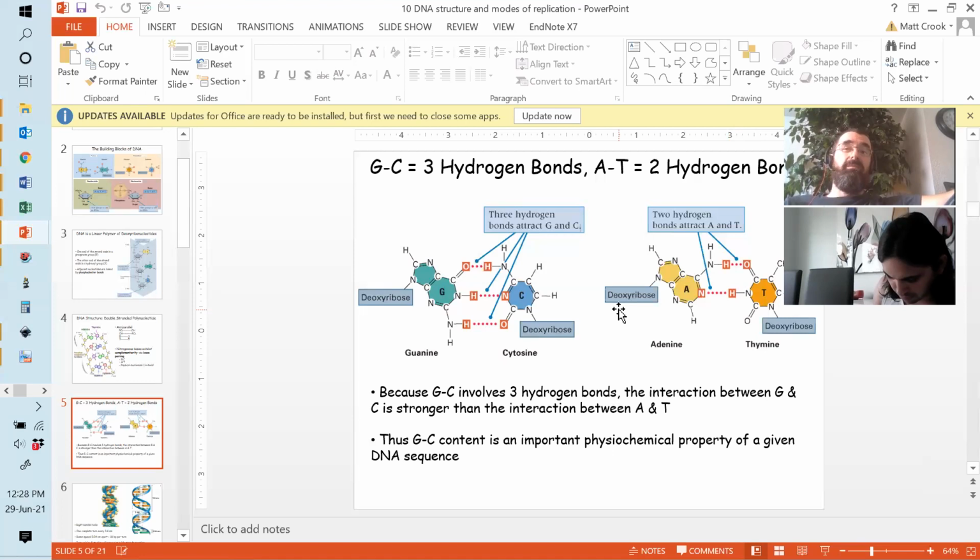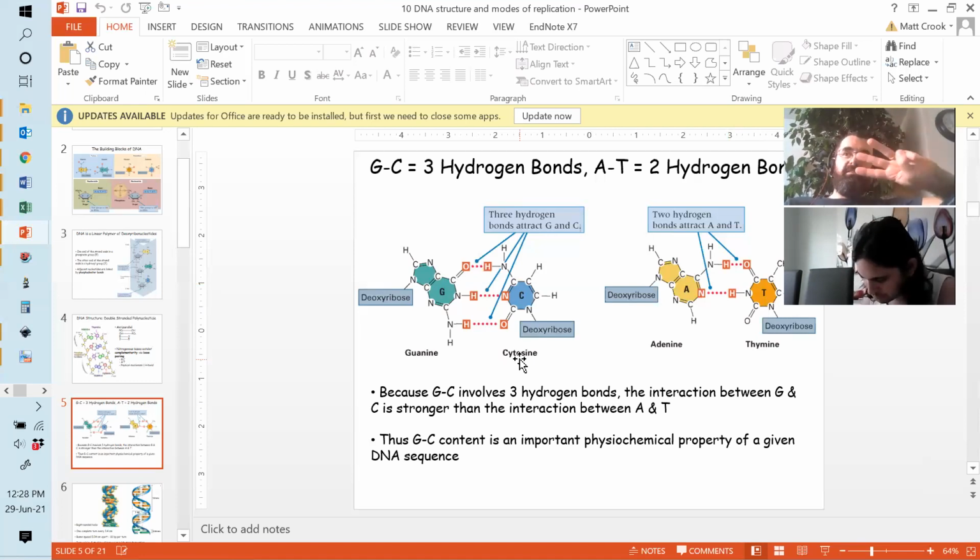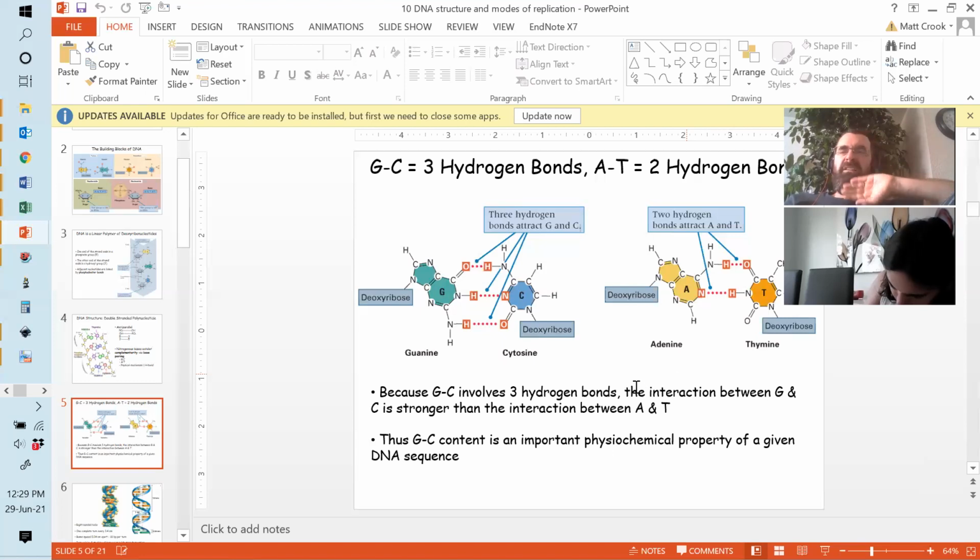Guanines and cytosines now have 3 because they have 3 potential areas that can form hydrogen bonds. Again, don't forget it's like that, right? So again, one of them is upside down relative to the other. If they're both the same way up, it wouldn't work. And so this is actually a very important property of DNA, determined by its sequence.